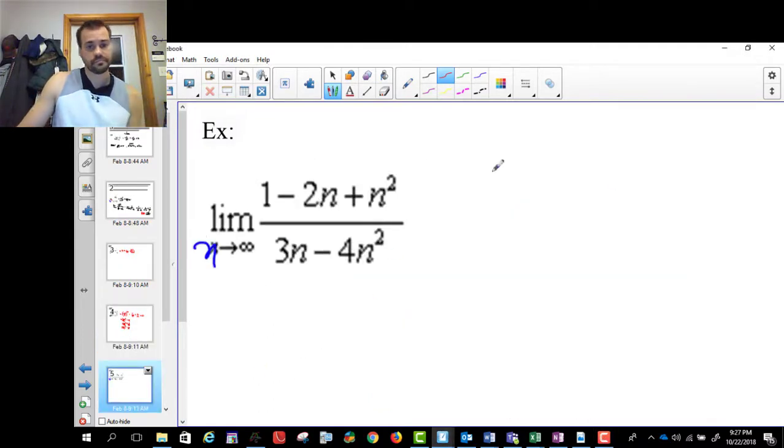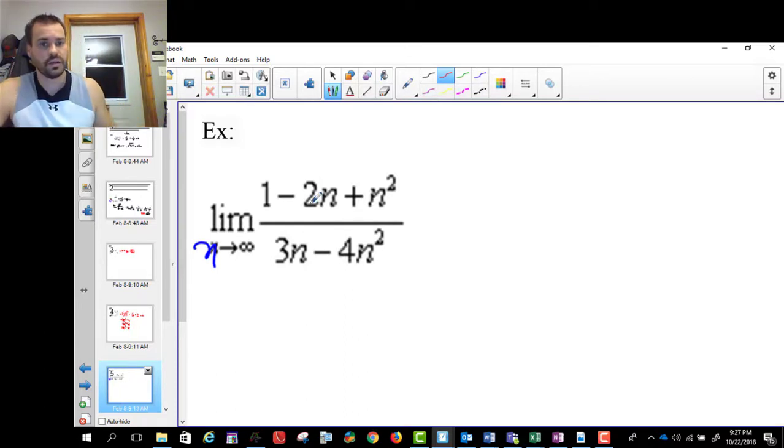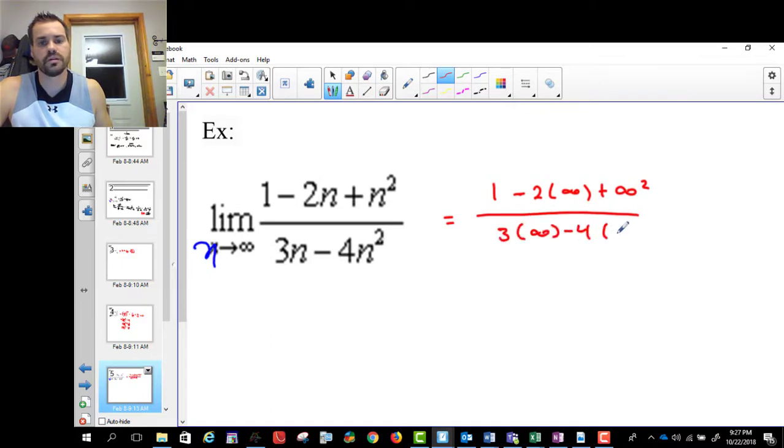So when I look at this guy, I plug in infinity, and I'm going to get 1 minus 2 times infinity plus infinity squared divided by 3 times infinity minus 4 times infinity squared, okay? And a lot of mathematical operations sort of fall apart with infinity, but essentially that's infinite and so is that, because infinity squared is dictating what's going on, and so is this. All right, so if you take 3 times infinity and you subtract 4 times infinity squared, that number is going to be bigger. It might be negative, but it's going to be bigger.